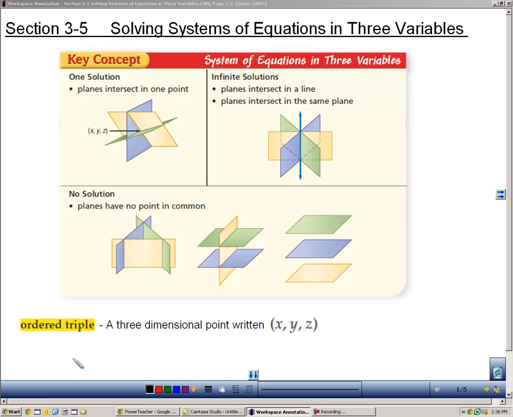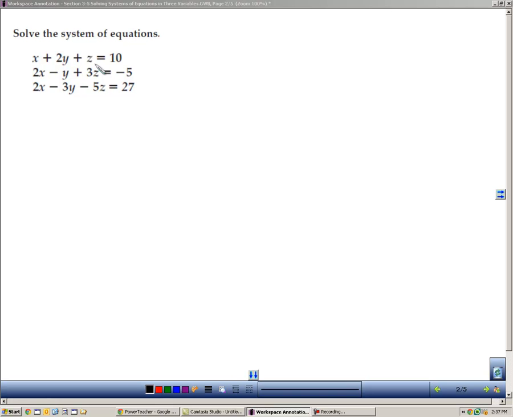Now that leads us to a new definition, something called an ordered triple. Instead of an ordered pair, you now have three-dimensional points. You have an x, a y, and a z, and those are called ordered triples. So here we have a system of equations, but these equations have three variables in them. Well, if you're going to solve for three variables, you have to have three equations. Just like when we solved for two variables, we had to have two equations. Same idea. Here's how we're going to do this.